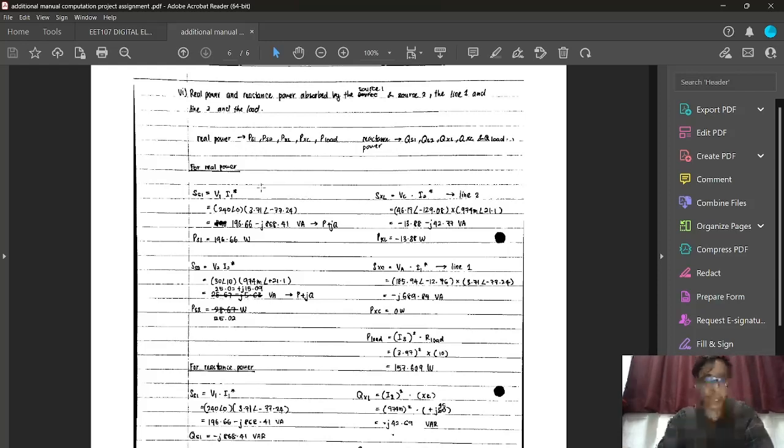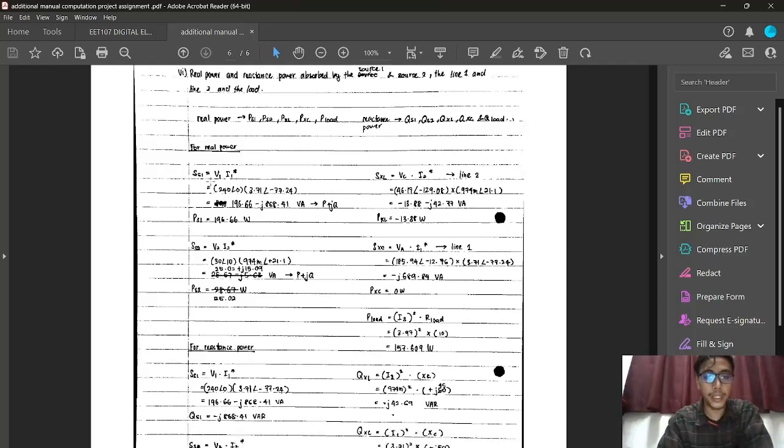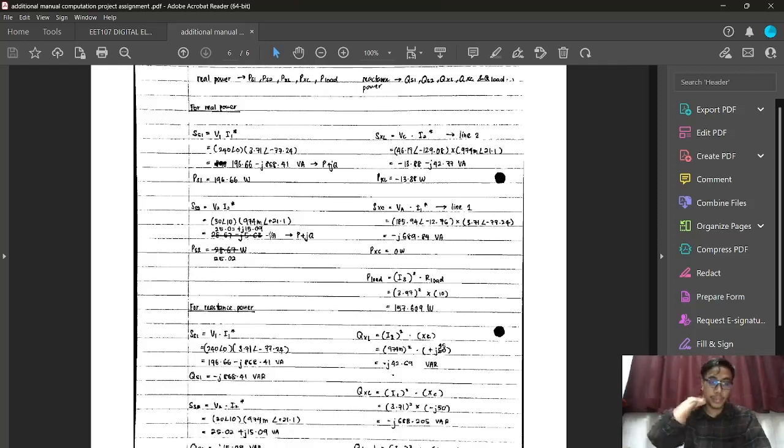This question must have 10 variables, 5 from real power and 5 from reactance power. For the real power of source 1, I'm using the apparent power formula, which is S equal to V I conjugate. For source 1, I use V1 multiplied with I1 conjugate. I get the apparent power in the form of P plus jQ. From this form, I get the real power absorbed by source 1, which is 196.66 watts. The same formula and method go for source 2, so I get the power absorbed by source 2 as 25.02 watts.